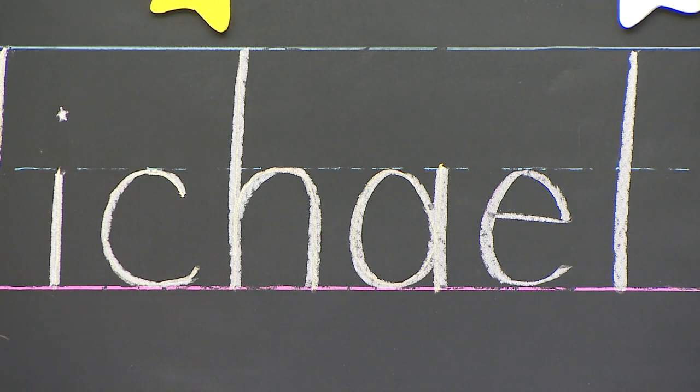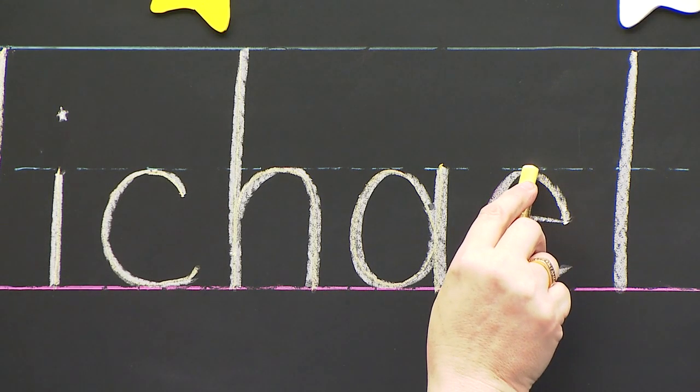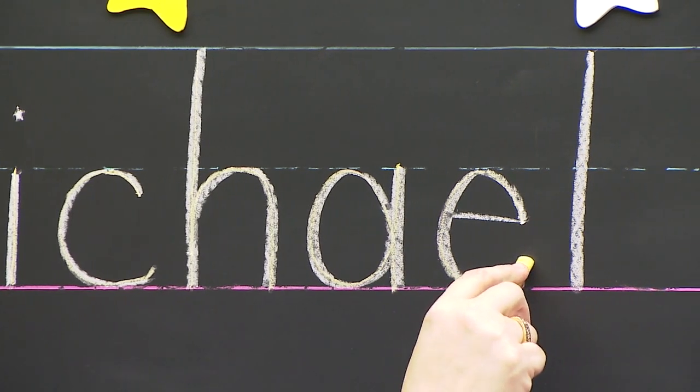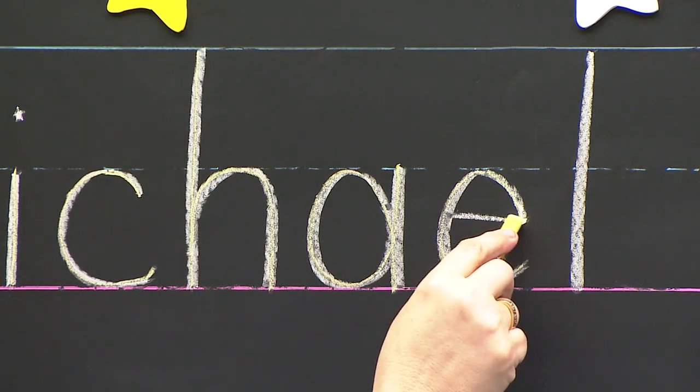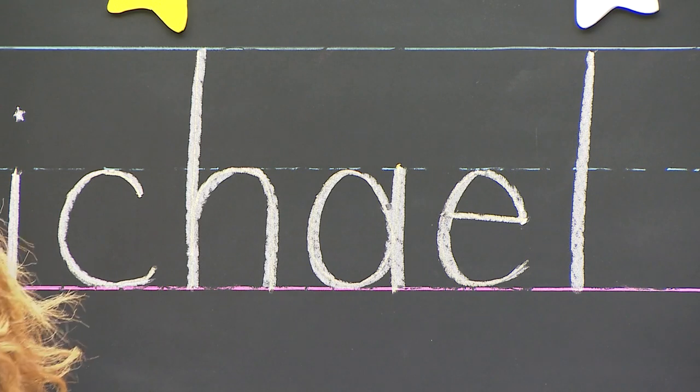What letter is that, girls? A, good. Then I'm going to go right here. I touch in the middle and I'm curving up to the dotted line. I curve down to the pink carpet and back up just a little bit. Then I go right back to the middle and walk backwards to close it off. Boys, what letter? E. Excellent job.